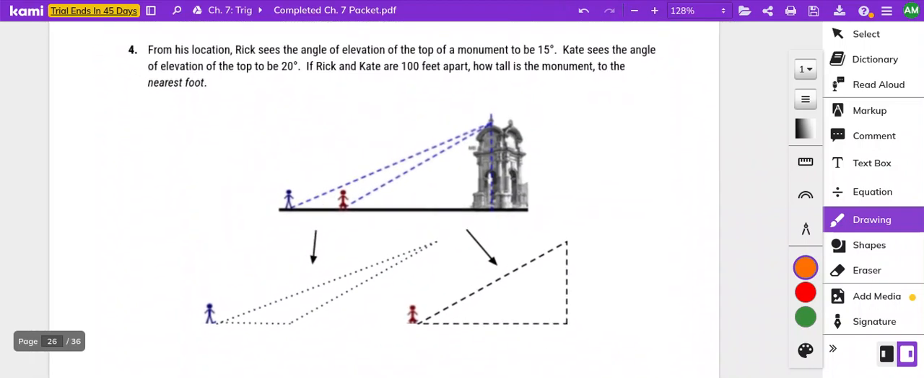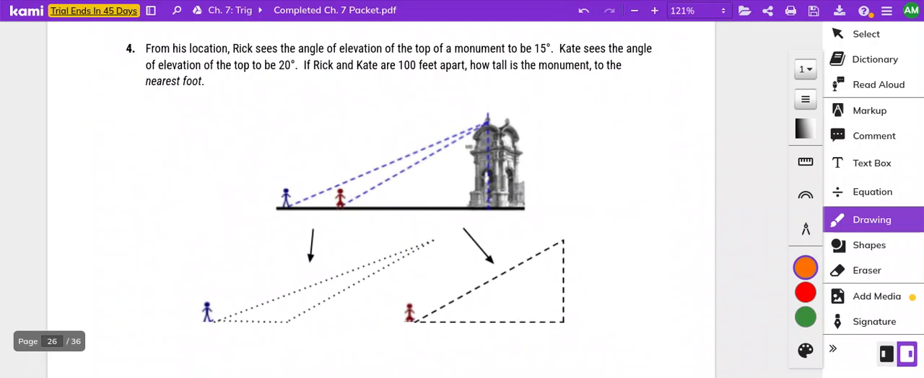Now I want you to think about this question. From his location, Rick sees the angle of elevation to the top of a monument to be 15 degrees. So I'm going to put 15 here near Rick. And I'm going to just transfer it down because I've already redrawn that triangle. Kate sees the angle of elevation to the top to be 20. So here's Kate with her angle measure. If Kate and Rick are 100 feet apart, how tall is the monument to the nearest foot?